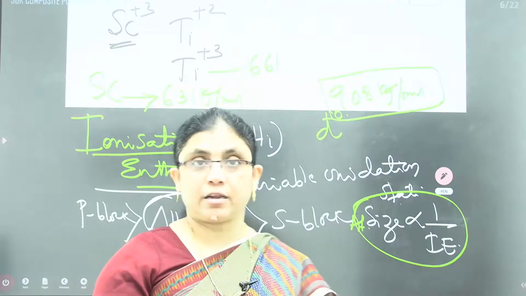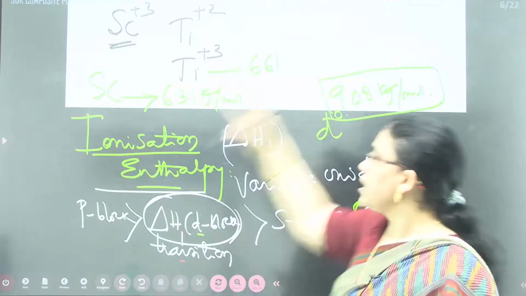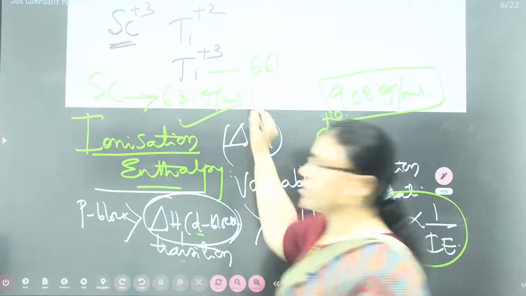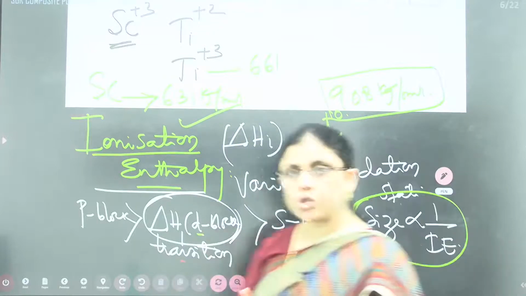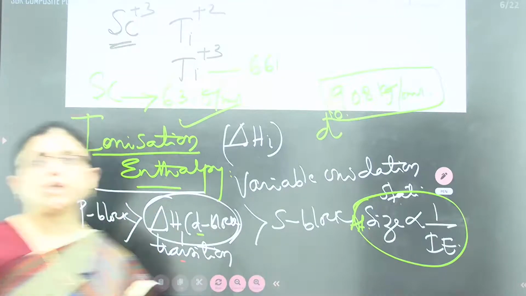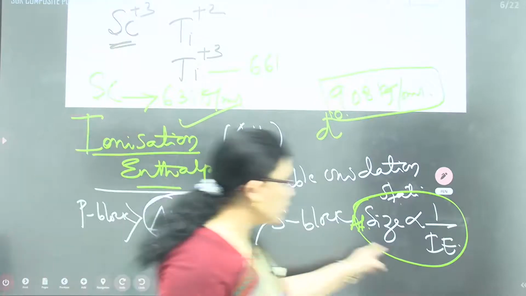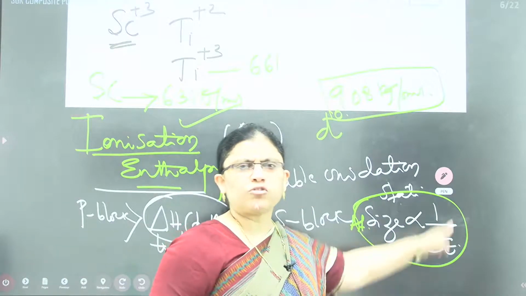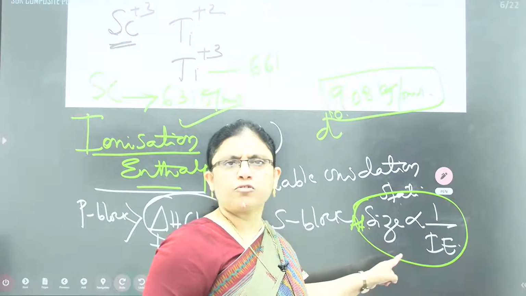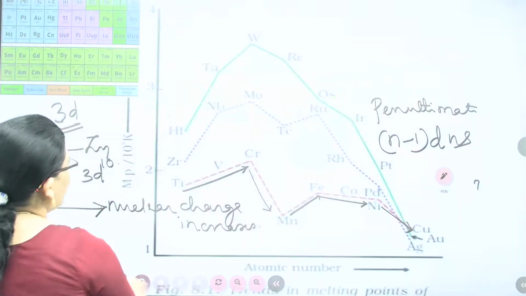This is another character. Two characters we have completed: one with respect to atomic size and ionic size, and the second related to ionization enthalpy. Size and ionization enthalpy are inversely proportional. That's why I have taken both properties together. Whenever we deal with such points, we always have to consider this, the most important relation.